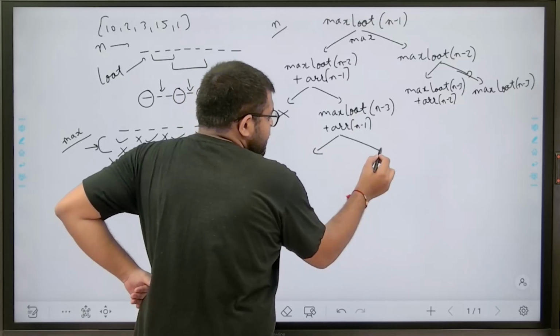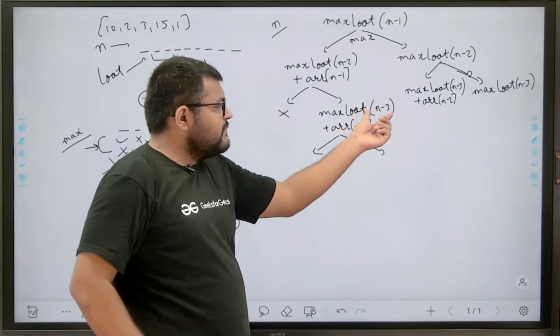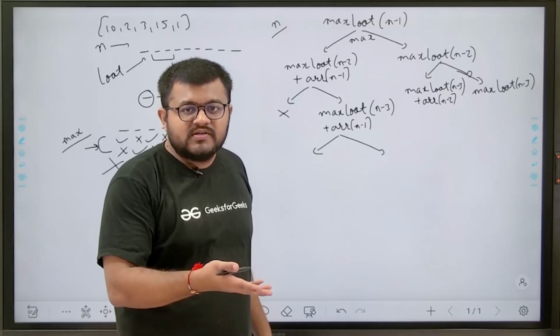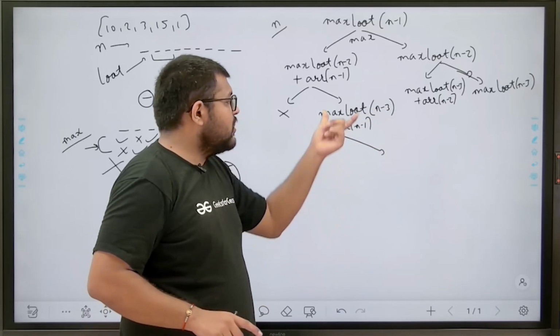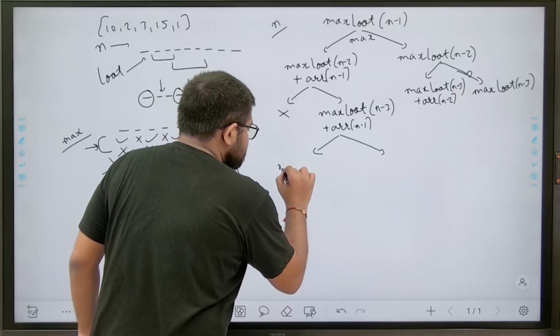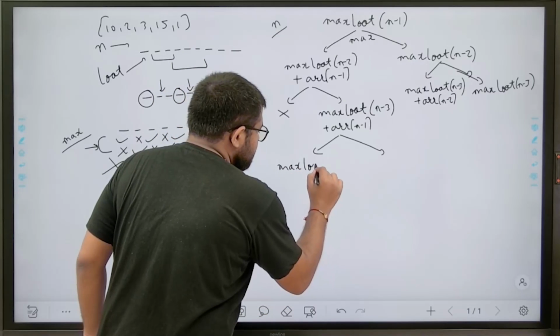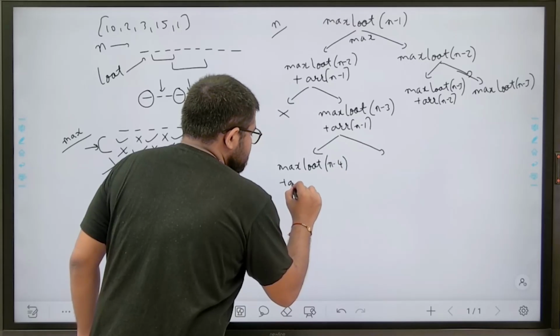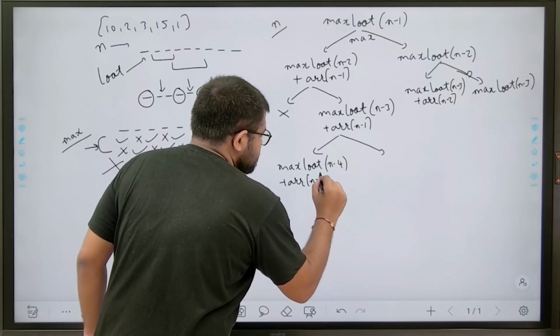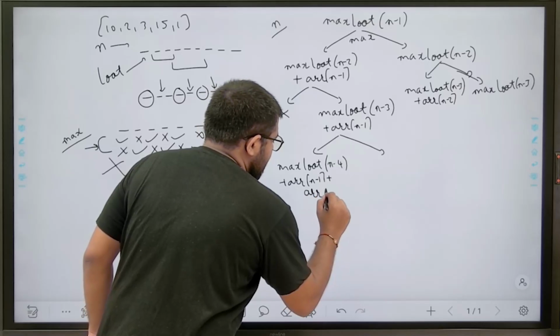Now I can consider the house at n minus 3 index, or I do not consider it, because n minus 1 and n minus 3 are not consecutive. So again I have two choices. So this will be equal to max loot up till index n minus 4 plus array of n minus 1 plus array of n minus 3.